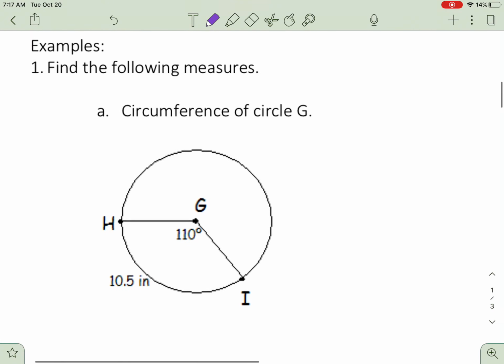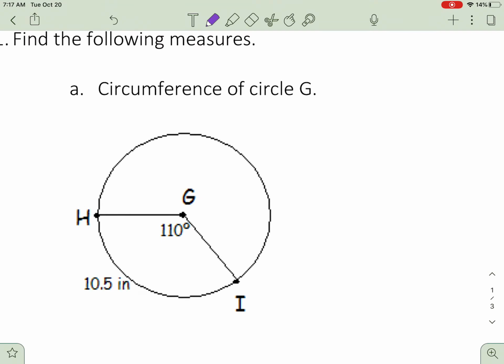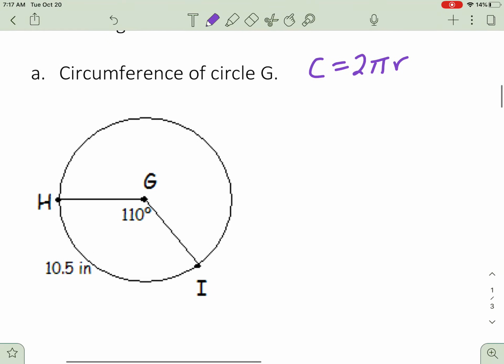So, number one, it says find the following measures, the circumference of circle G. So remember that circumference is 2 times pi times the radius, but if you look here, we don't actually have the radius. This is blank, and so is that. But we do have the central angle, and we do have the arc length, right? So we're going to use this instead of this formula. We're going to use our ratio that we had before.